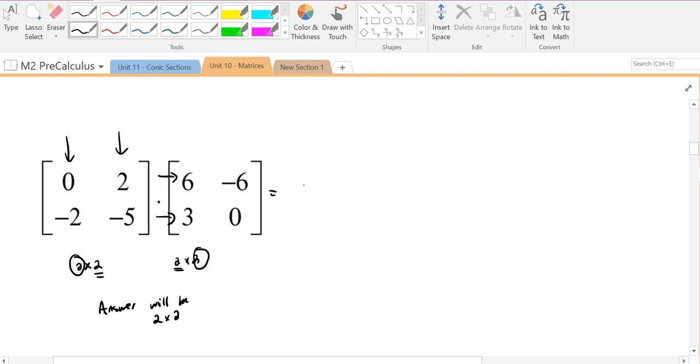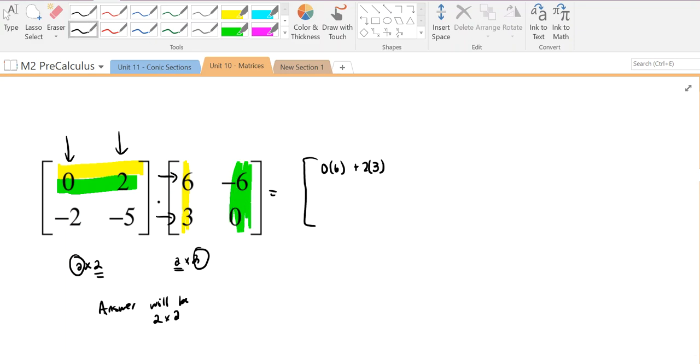All right, so I'm running across this one and diving down this one. So 0 times 6 plus 2 times 3. Then I'm going to run across this one and dive down this one.